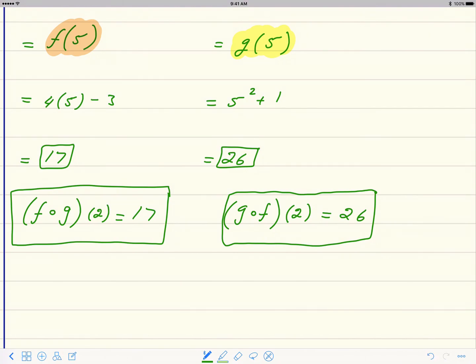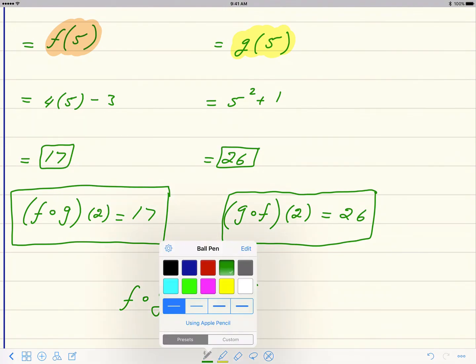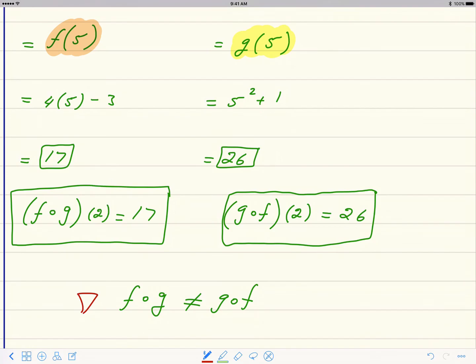This is not a coincidence. As a matter of fact, f circle g is not equal to g circle f. So the order definitely matters. So you have to get that right. So I just want to make that as a cautionary note here.